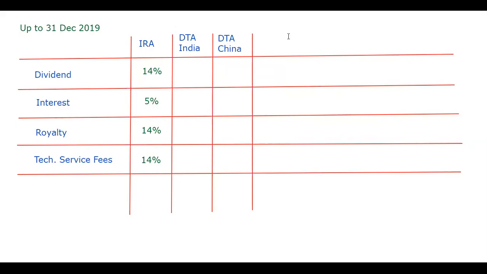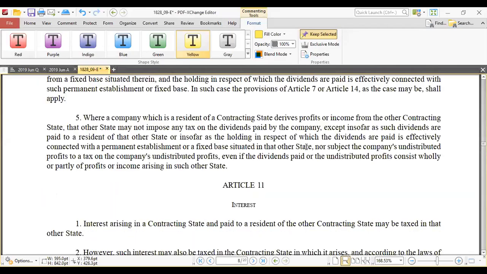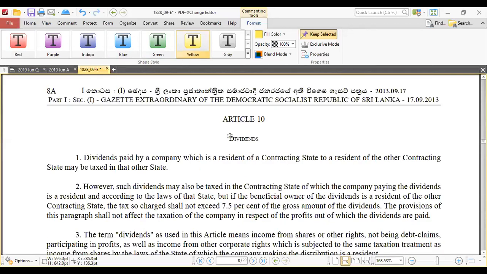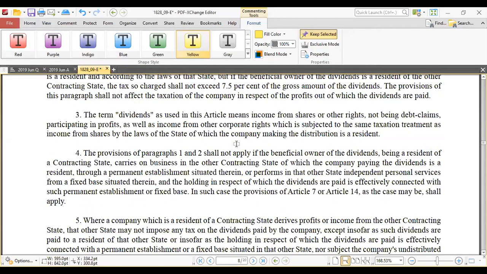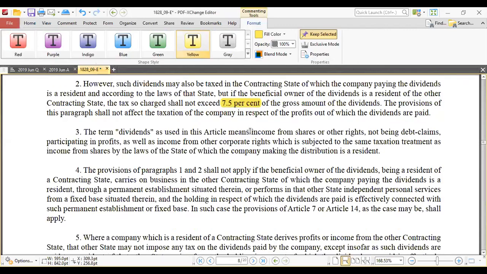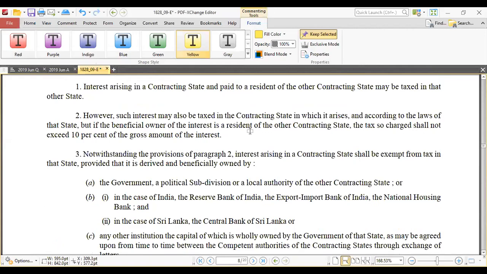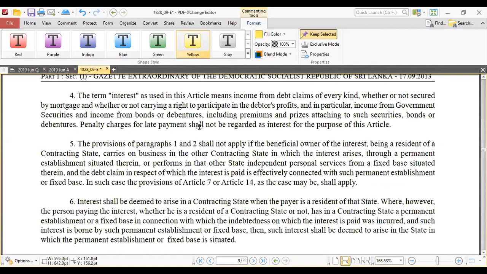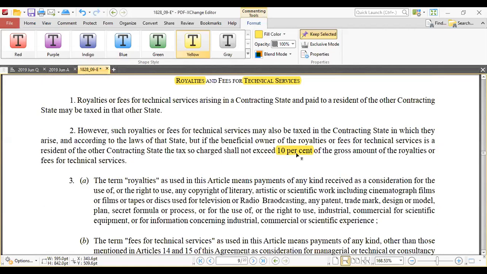You can refer to the DTA and tell me. If I share the DTA, you can see here, dividend, Article 10 is the one you need to refer. Article 10 says dividend is 7.5%. Then interest 10%. Then royalty and technical service again 10%.